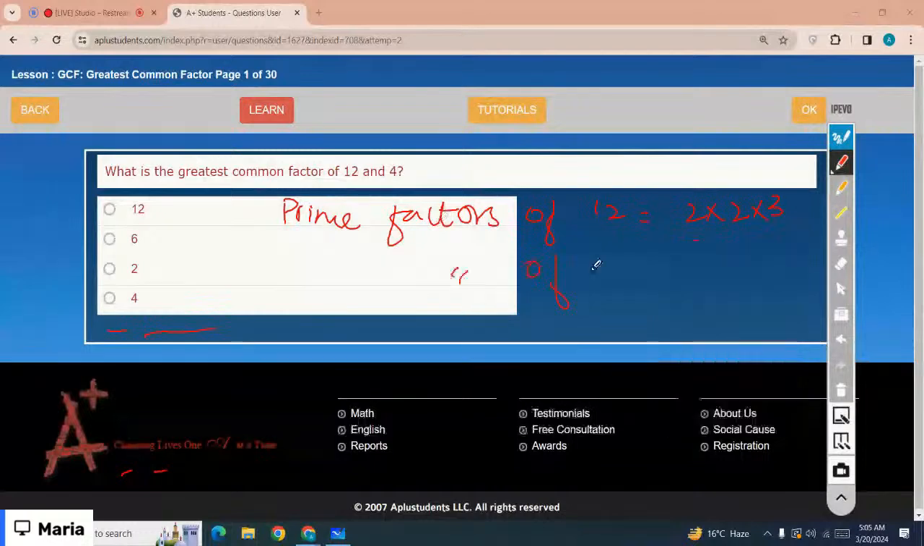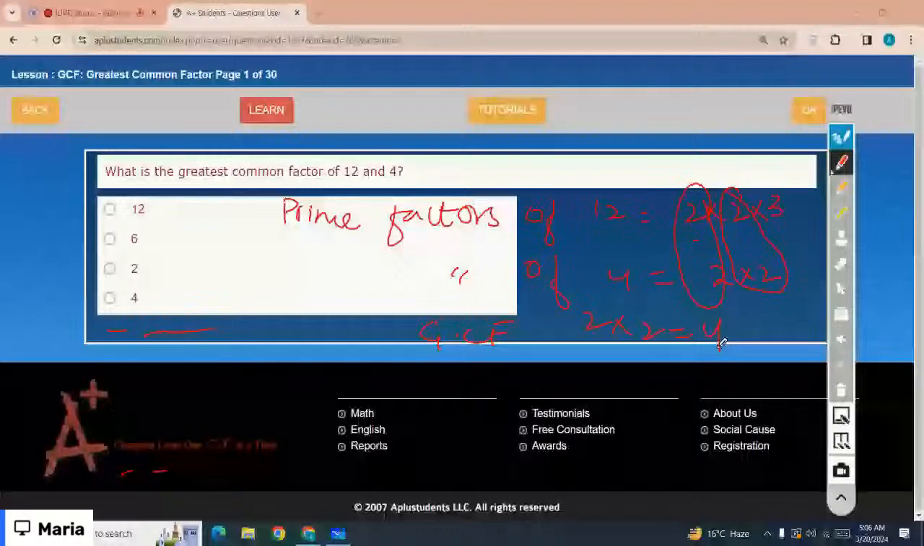Now you have to write the prime factors of 4. The prime factors of 4 are 2 times 2. You have to look for the common factor. 2 is common and 2 is common. So the GCF is 2 times 2, which is 4. So the GCF of 12 and 4 is 4, the correct option.